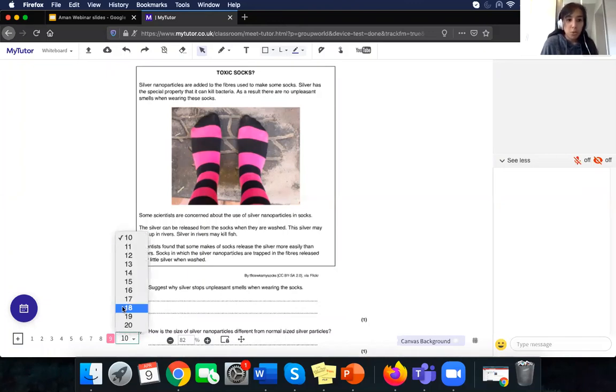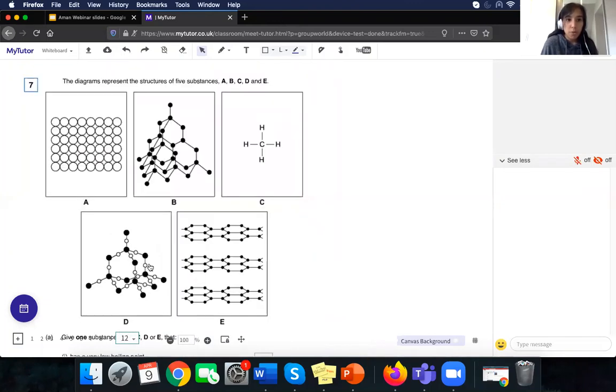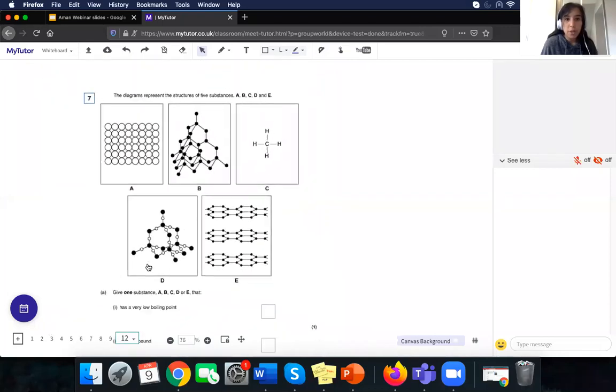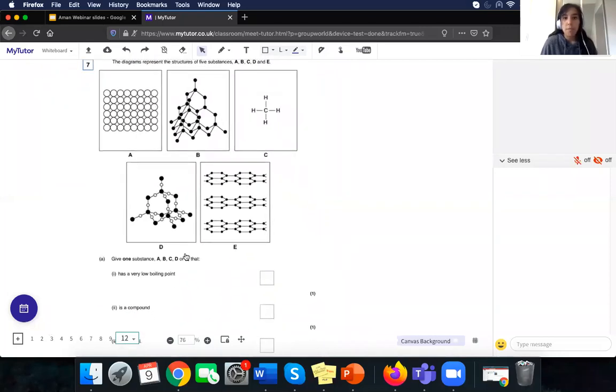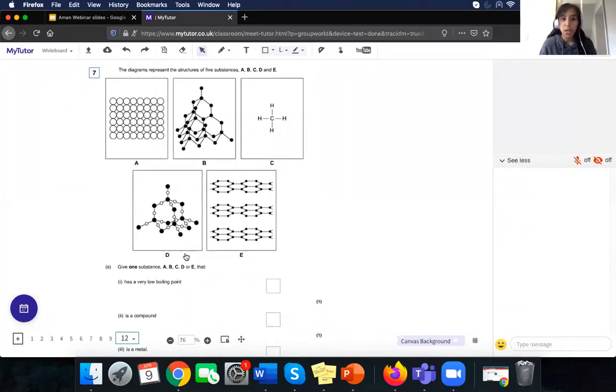Okay, so we'll do one more exam question and then we'll move on to the Q&A. So this is kind of a summary question because we've covered all the types of bonding now. So give one substance that has a very low boiling point. Which one do we think that is?